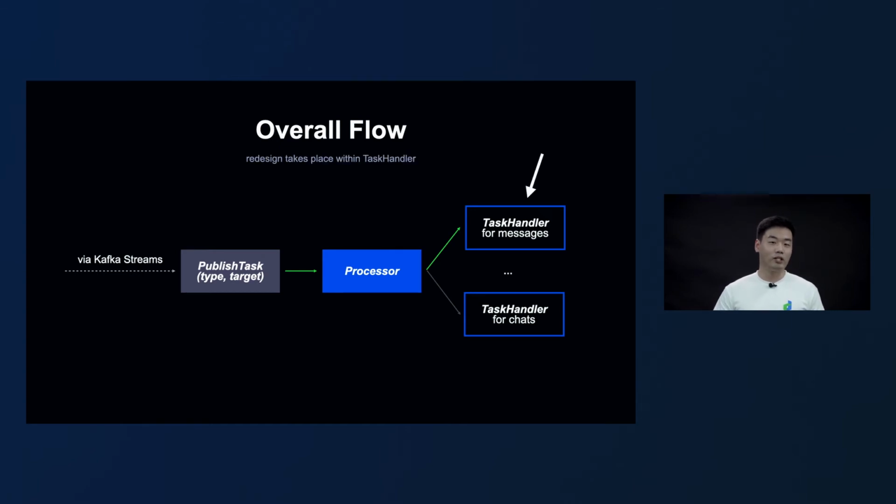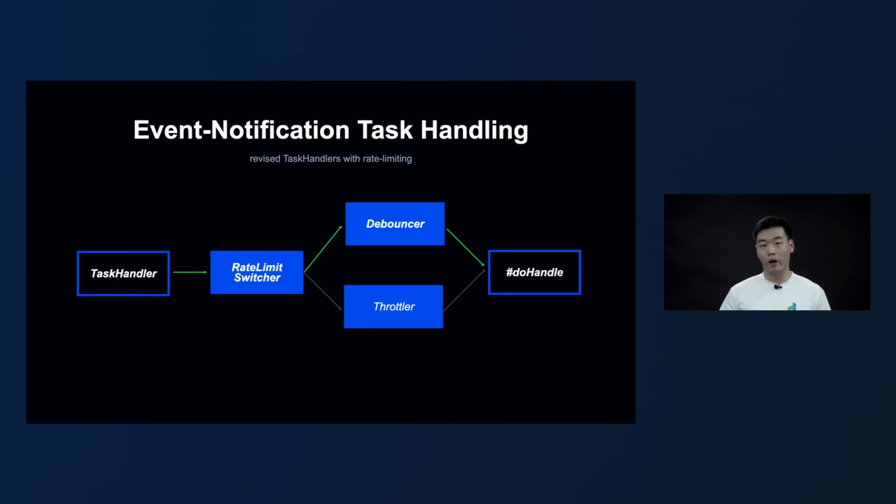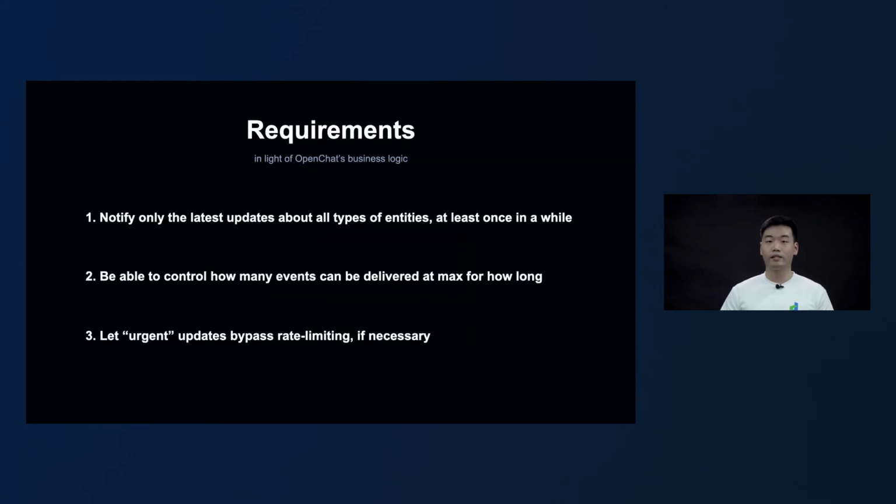Instead, the main change takes place here within task handlers. The previous design was straightforward. Handlers just do handle tasks. Now we have new helpers. Handlers let the switcher decide a go, no-go for rate limiting, and the switcher delegates the actual flow control to either debouncer or throttler. Inside the newly introduced debouncer, we have 3 requirements.